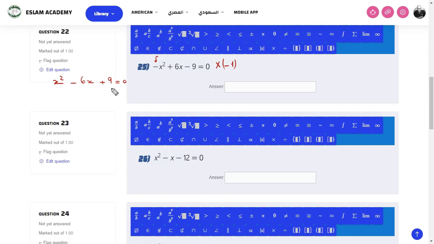Now you will find that this expression is a perfect square, because you can find the square root of the first term and the square root of the third term.